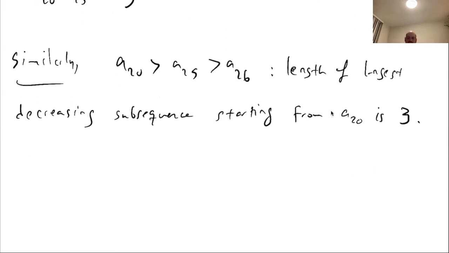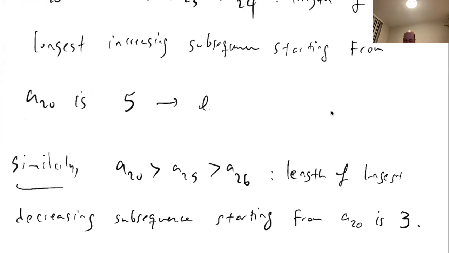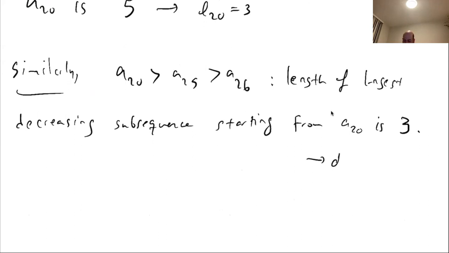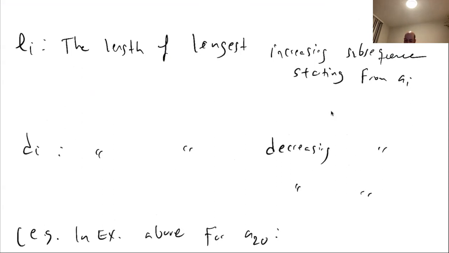Okay, so basically I call this number L20 and I call this number D20. Li is the length of the longest increasing subsequence starting from ai. Di is the length of the longest decreasing subsequence starting from ai.